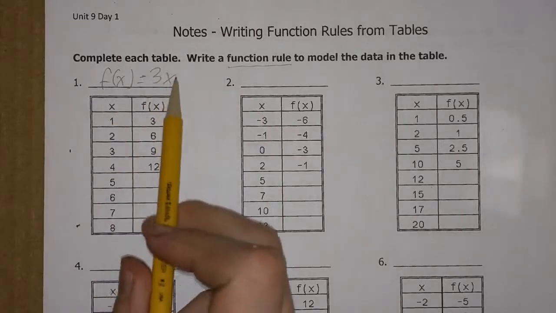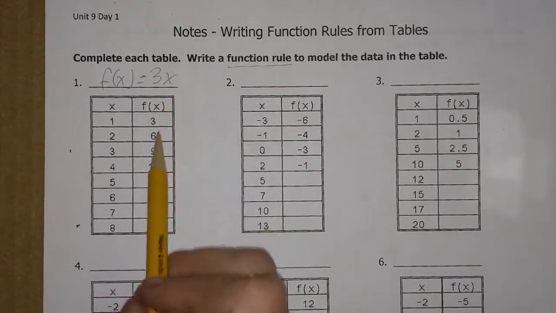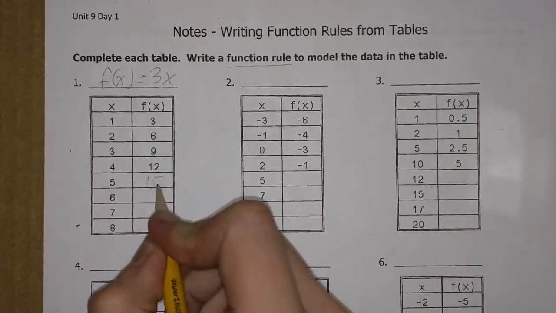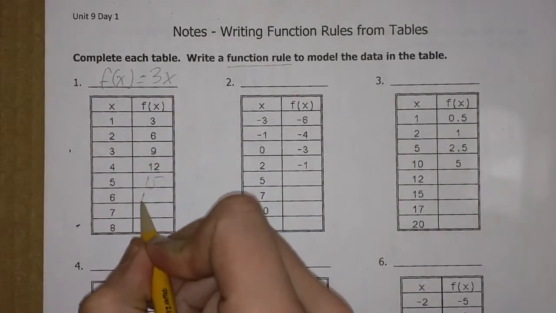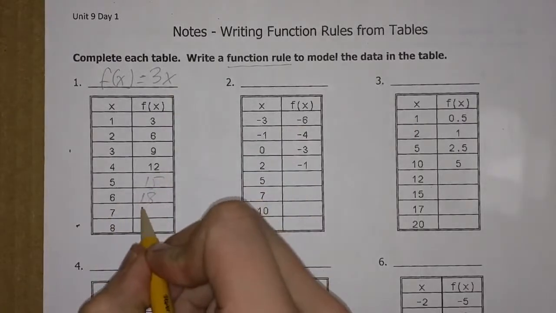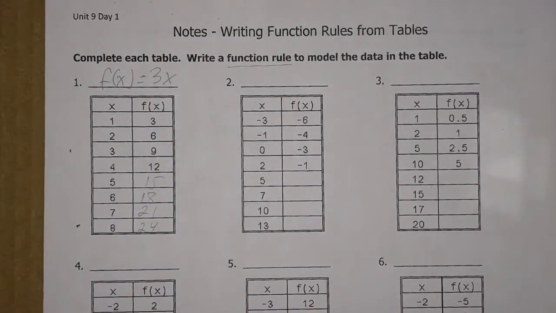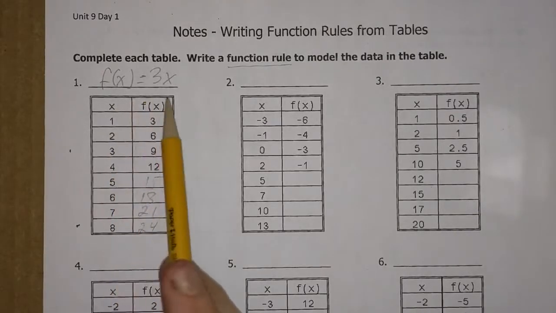If I plug 1 in there, 1 times 3 is 3. 2 times 3 is 6. 9, 12, and then I continue, I get 15. 6 times 3 is 18. 7 times 3 is 21. 8 times 3 is 24. Okay, and there we have it. So the function rule in this case is f of x equals 3x.